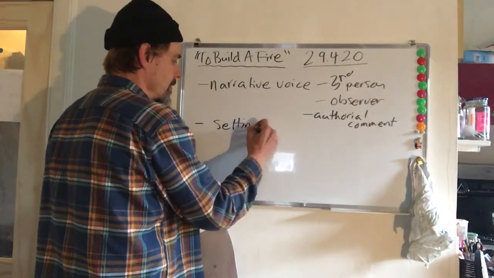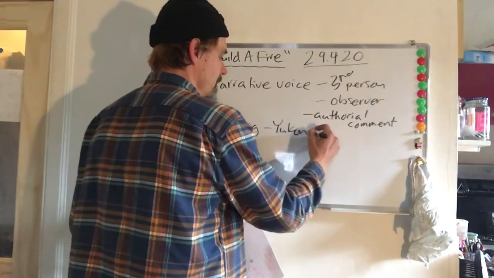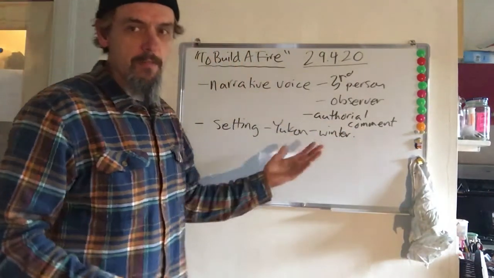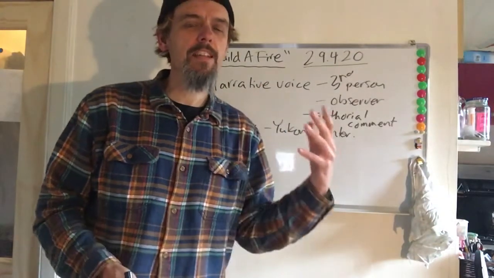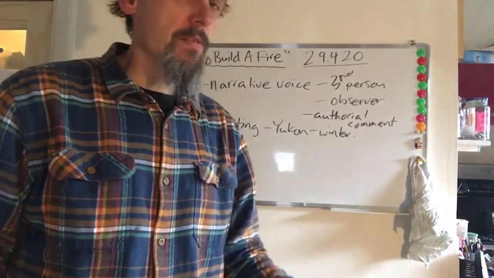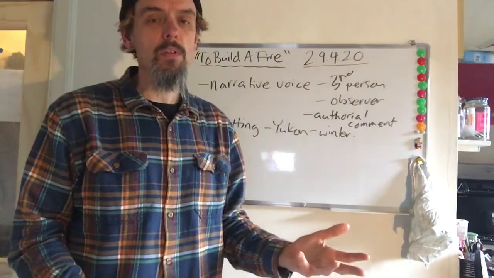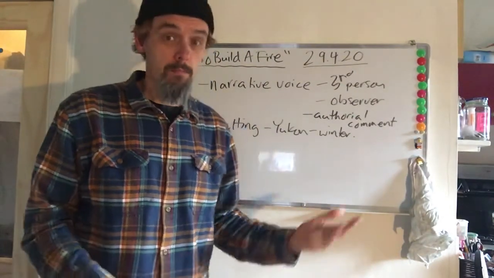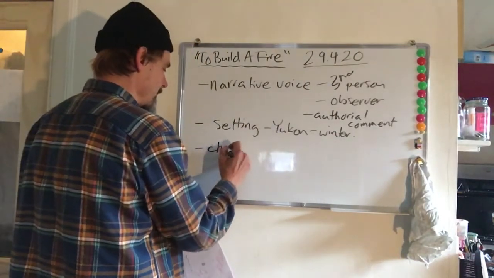Setting. You know, Yukon, winter. Enough said. Not very much light, incredible cold, the kind of cold that most of us can't even really conceive, the kind of cold like it happens in the story. He spits water out of his mouth, and before it hits the ground, it's ice. It's really, really cold. Life-threateningly cold. So if you're not careful, you can die. So the setting is really important.